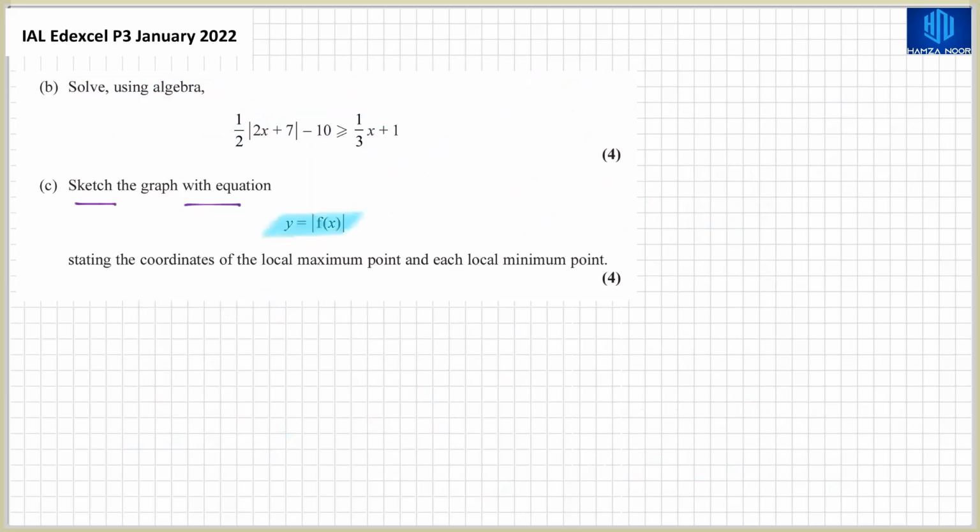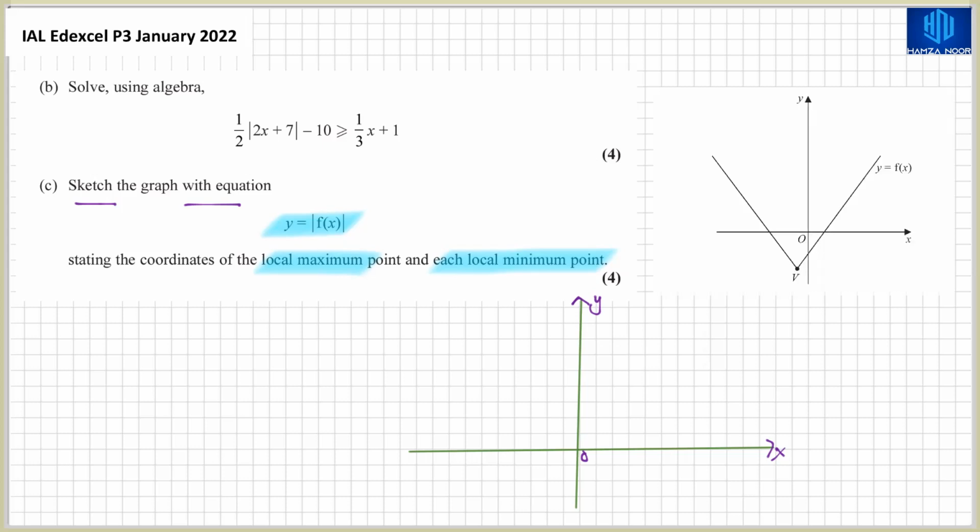In part C, you are required to sketch the graph with equation y is equal to modulus of fx, stating the coordinates of the local maximum point and each local minimum point. On the same page in the available space, I'm going to sketch the graph: x-axis, origin, and y-axis. I'm going to bring the original graph, which was shown in figure 2, on the same page so we can make a comparison.